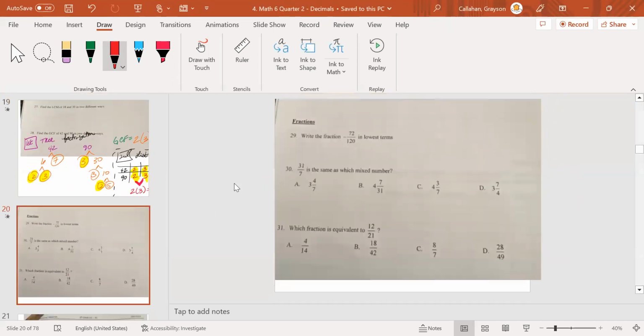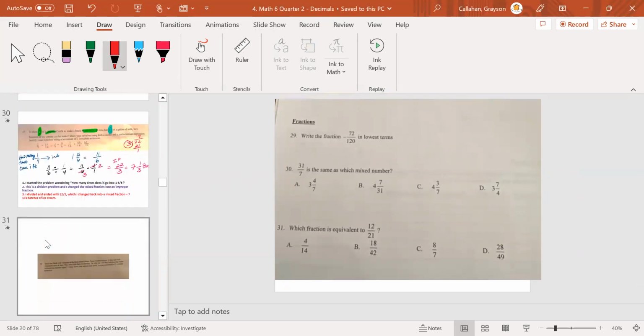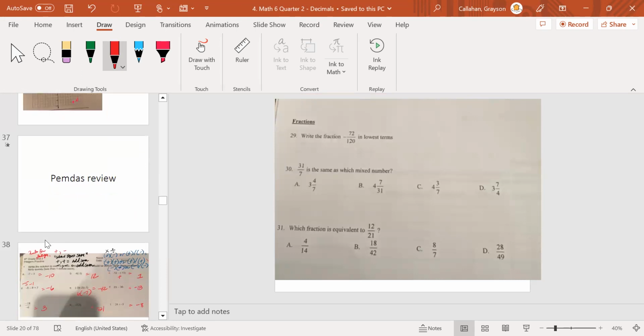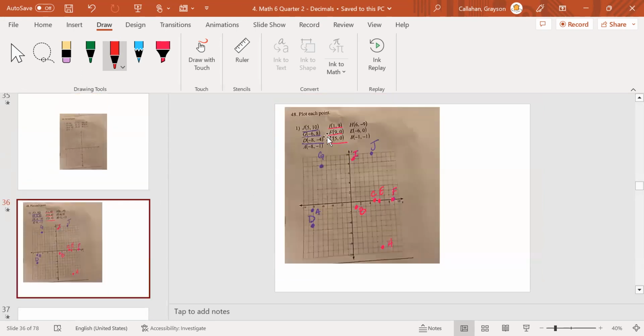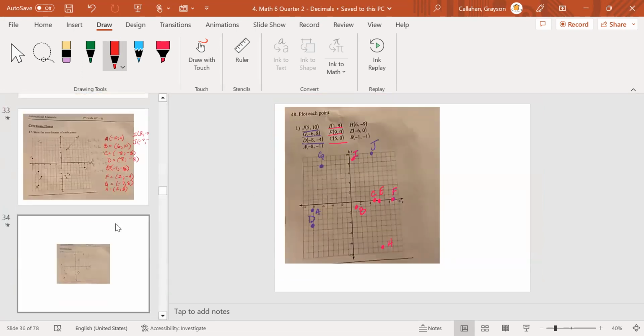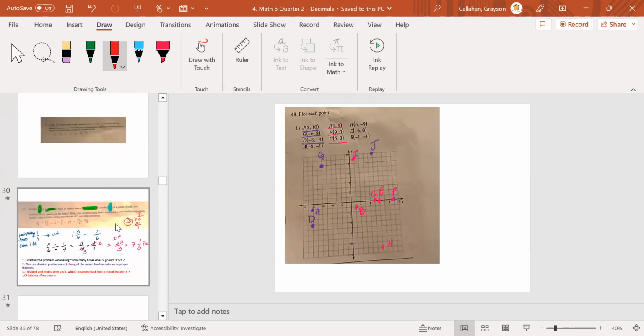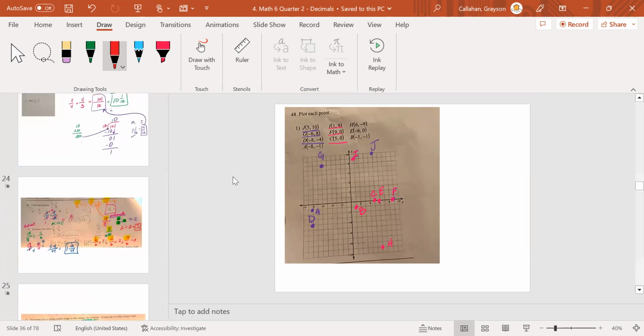All right, numbers 29, 30, and 31 are fractions. So what I'm going to recommend that you do is you go ahead and review this between 29 all the way until 48, which is the last part of your test, right? And I want you to highlight and circle all the ones that you don't know how to do, and I'll come back and we'll go over this.